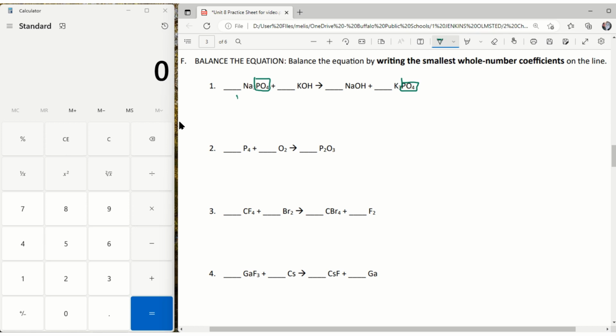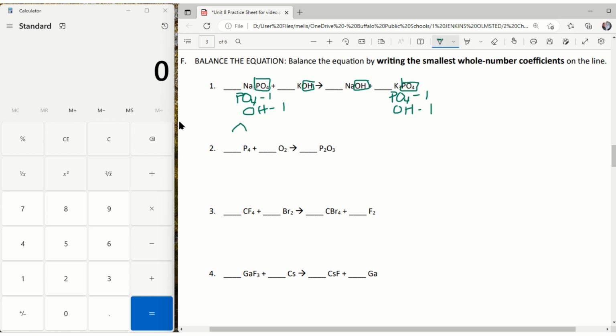So in my list of elements, I'm actually going to write the polyatomic ion. Okay, so I have one on this side and I have one on this side. I do have another polyatomic ion, which is OH. And it's on both sides, just like that. So I have one OH on the reactant side, and I have one OH on the product side.